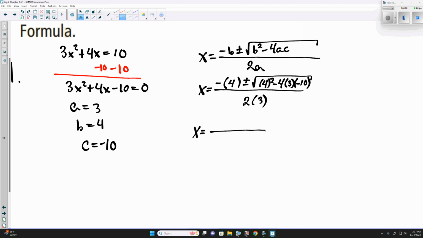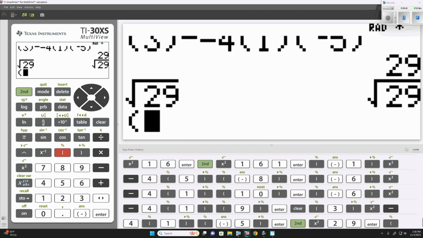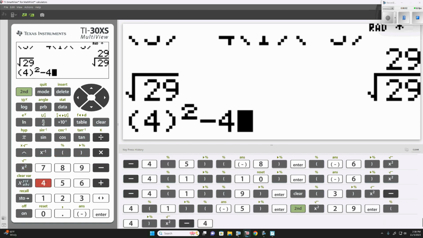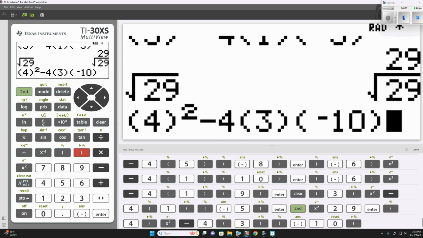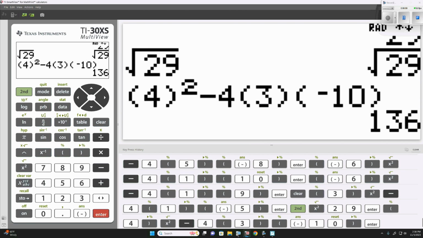So for this, we're plugging in the values of a, b, and c. Questions on how we got to this point? Well, our negative 4 becomes negative 4. Our 2 times 3 is 6. Now we can plug everything inside the radical into the calculator: 4 squared minus 4 times 3 times negative 10, which is 136.